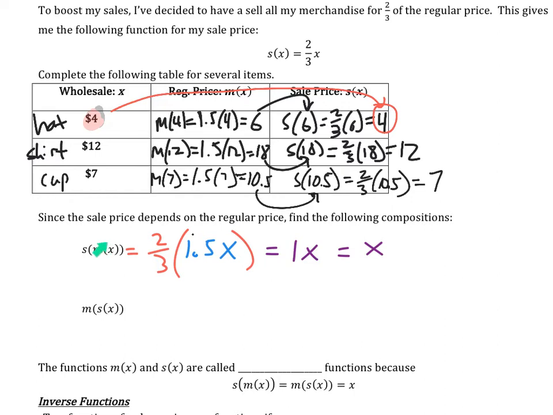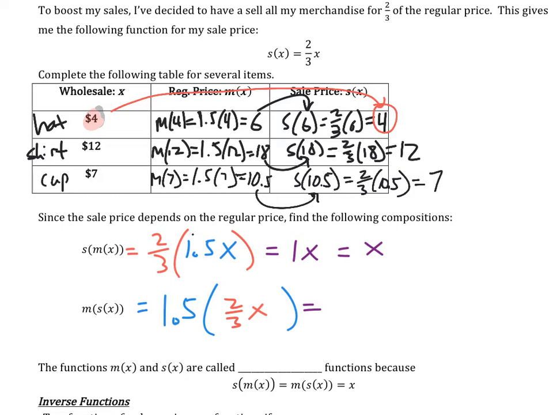So when I put x in, mark it up, and then make the sale, I end up with x. Or if I reverse that, if I start with the markup function, 1.5 of x, and then put the sale function inside of that, so I put the 2/3 x inside of that, well, if I do that, 1.5 times 2/3 means 2/3 plus half of 2/3, and that is going to be 1.